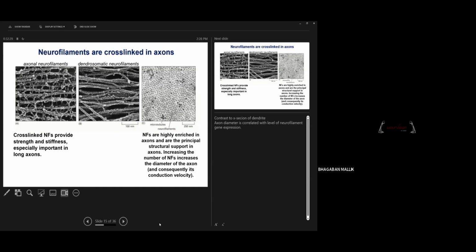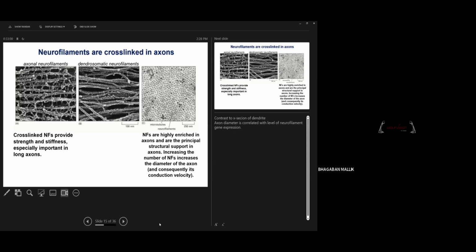The neurofilament also provides strength and stiffness, especially important in the long axon. So you have the axon. The long axons have this neurofilament, and that is supporting the axon to develop. You can see that this is forming a mesh-like structure and is supporting the axons. Some neurofilaments are also present in the dendrites.